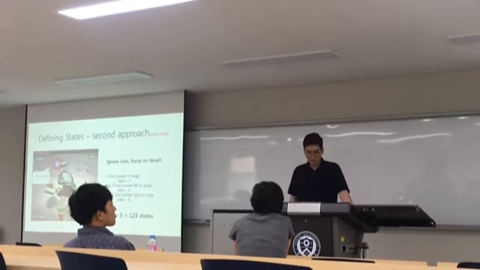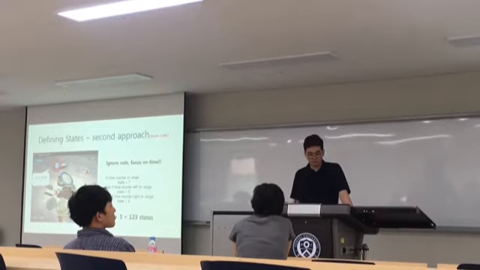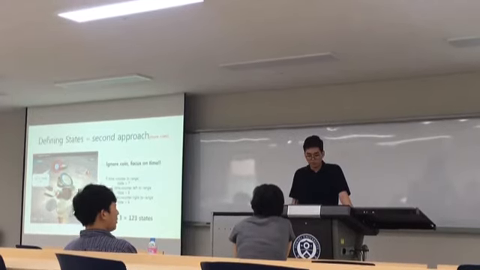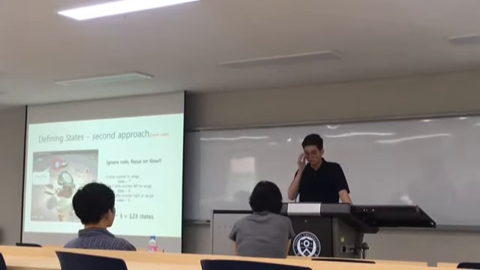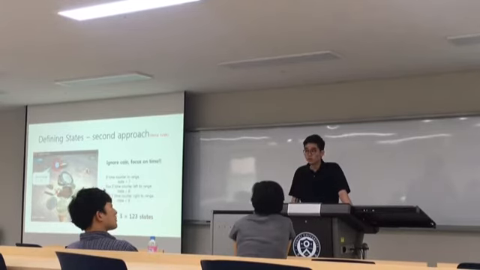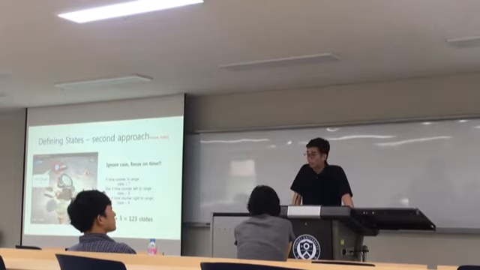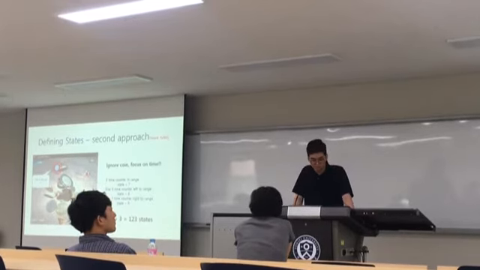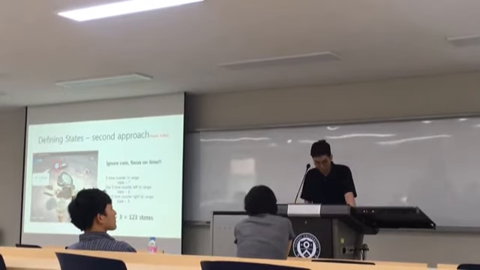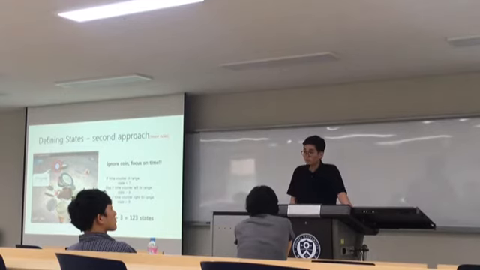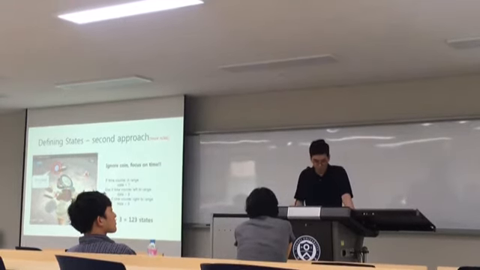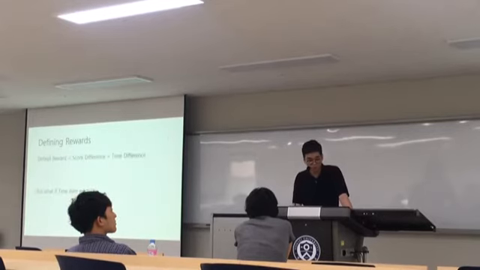So if the time item is in range, the state will be 7. If the time item is left of the range, it will be 8. And if it is right of the range, the state will be 9. So adding 3 more states to the previous 120 ends up with 123 states. And this is all about my defining states, and it worked pretty well. So let's go on to defining rewards.